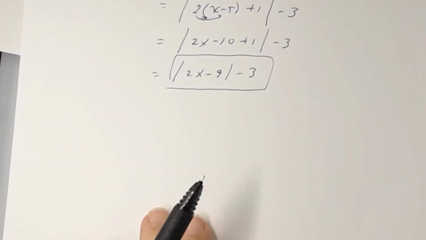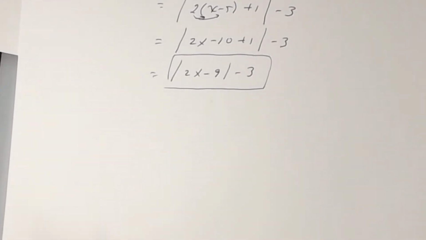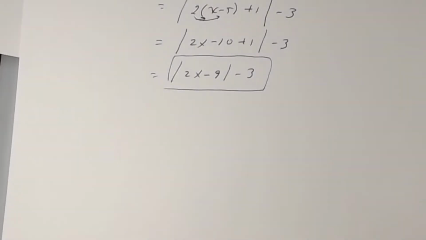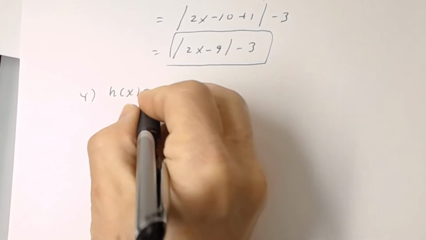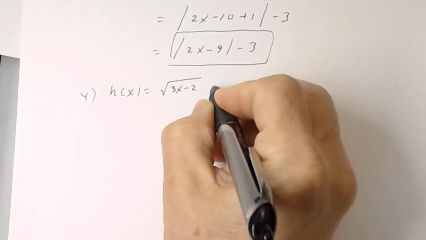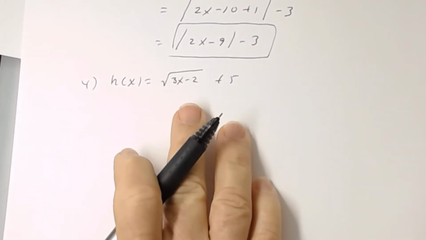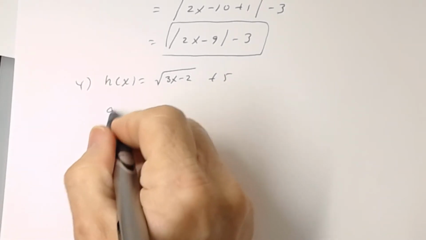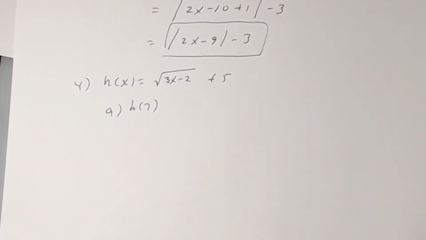All right, let's look at number 4 now. So this number 4 is going to be the square root. Go ahead and change this to number 4. You have h of x is the square root of 3x minus 2, plus 5. And then in letter A, you want to find h of 7. Now that's the easy kind, when you're evaluating at a number.